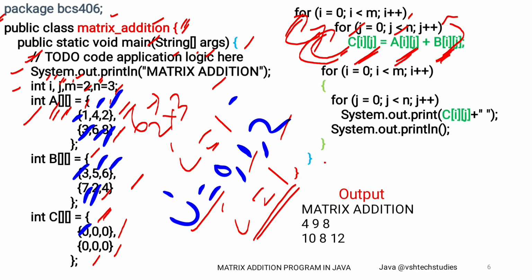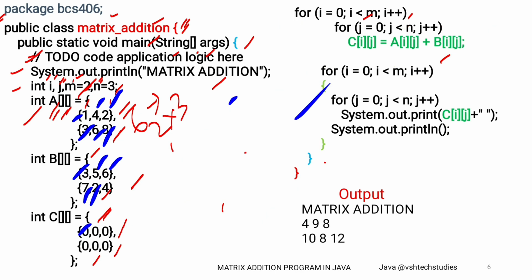i is incremented, and this time it is made 2. So now i is not less than m, it is not less than 2. Hence control will come out of the nested for loop. So processing is over. The addition work is over.